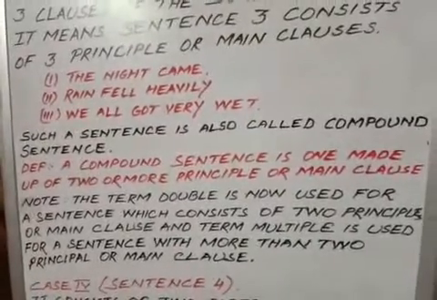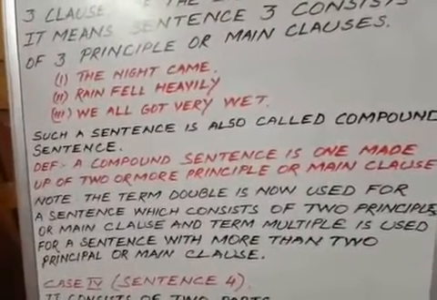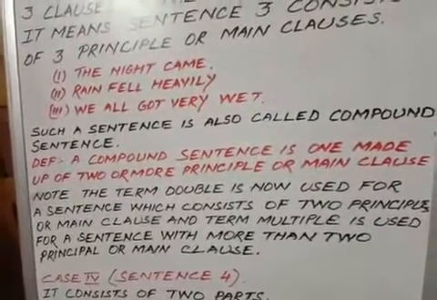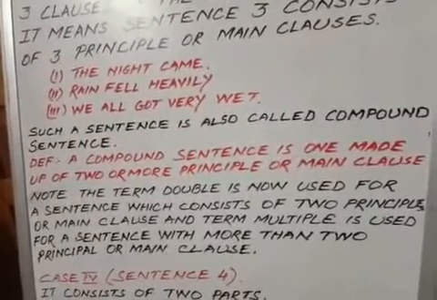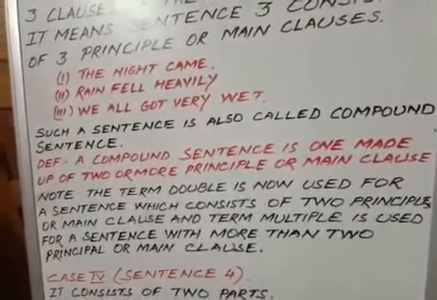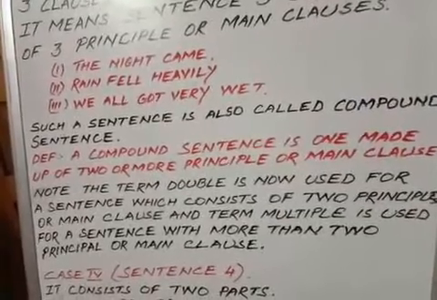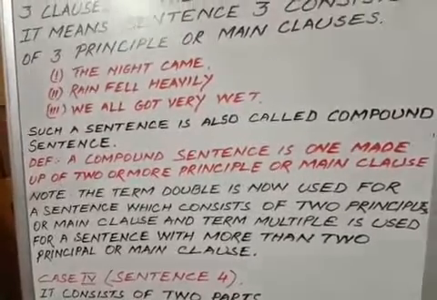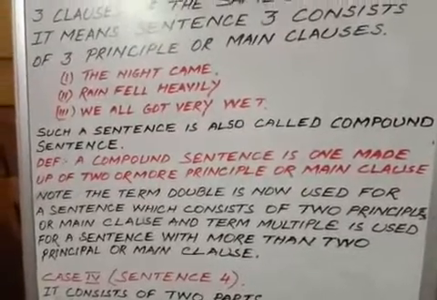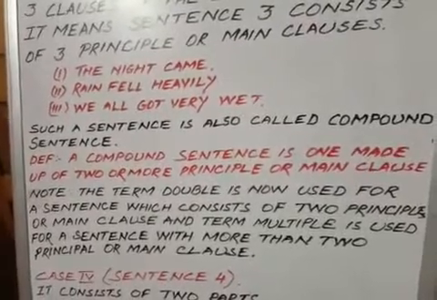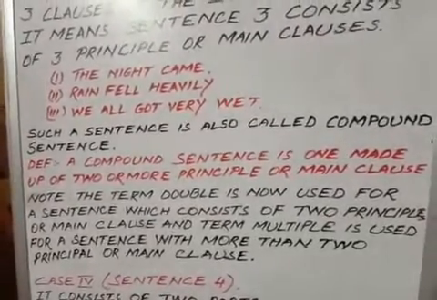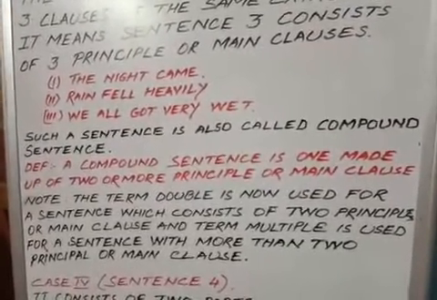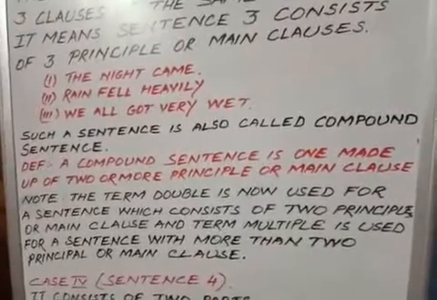So here we have a small note, and the note says, the term double is used for a sentence consisting of two principal or main clauses, and the term multiple is used for a sentence with more than two principal or main clauses. Now here we see we have three main clauses and we can call it a multiple. Whereas in the previous sentence, sentence number 2, it had two main clauses, and we can call it a double.